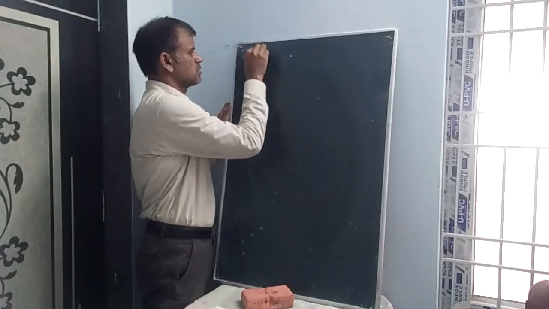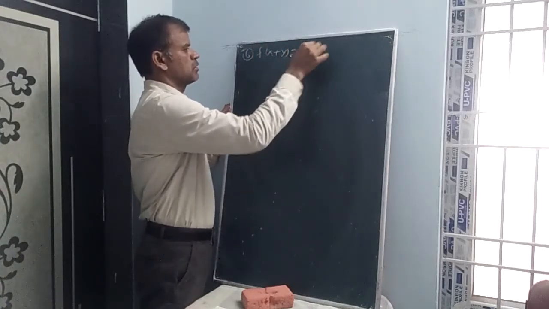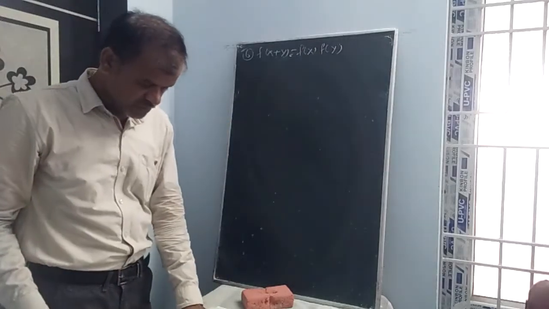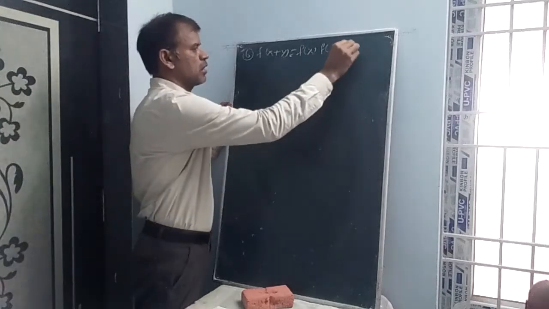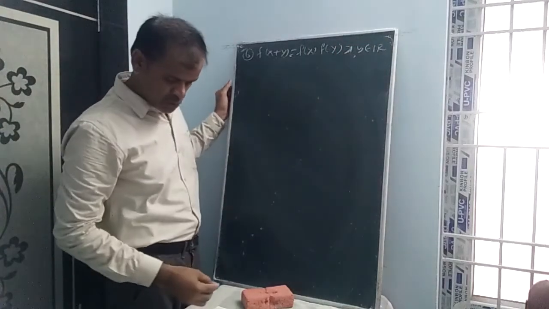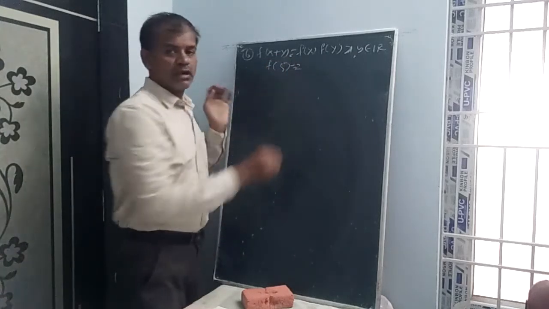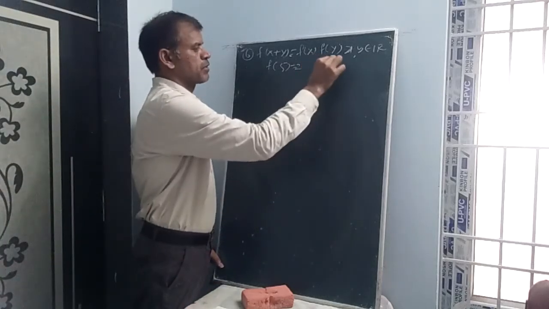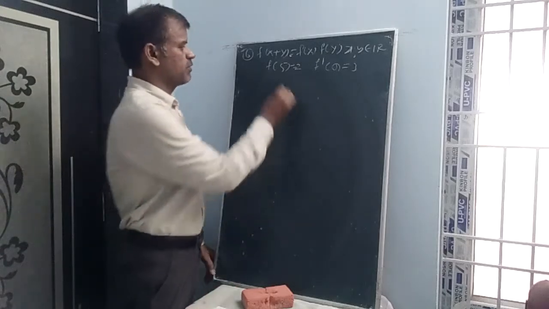Example 6. f of x plus y is equal to f of x into f of y, given x, y belongs to R. It is general notation. f of 5 is equal to 2 and f dash 0 is equal to 3, then you should calculate the value of f dash 5.